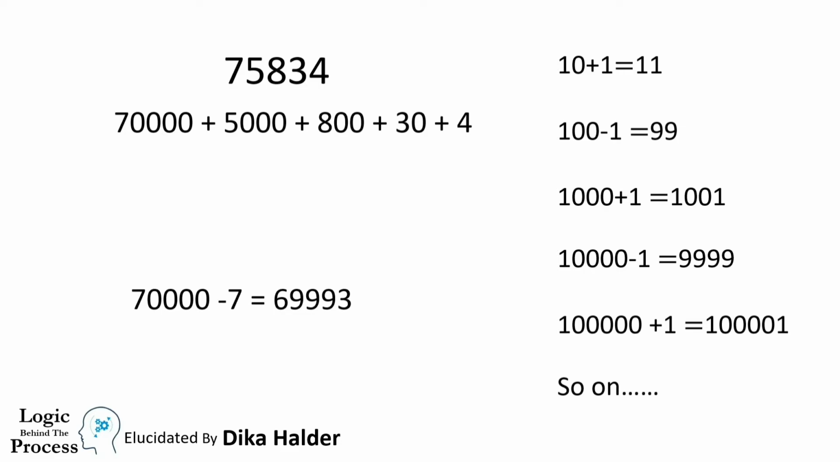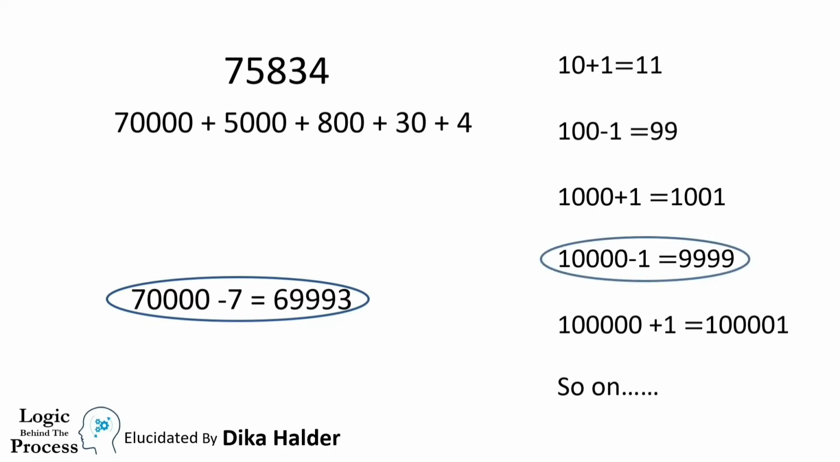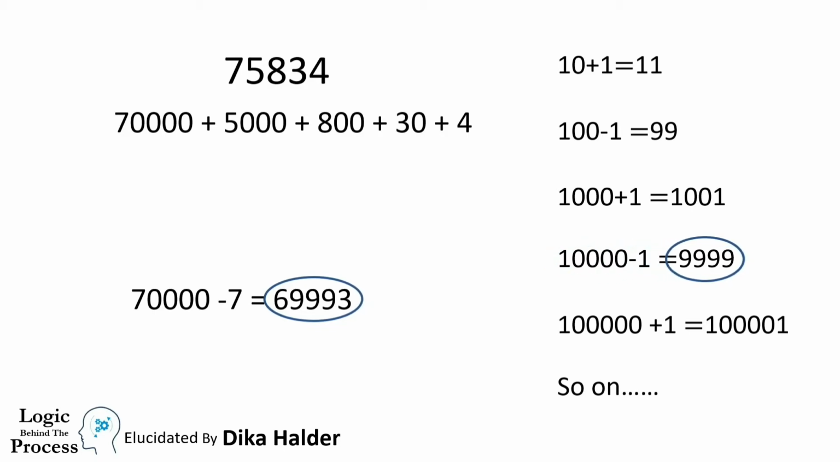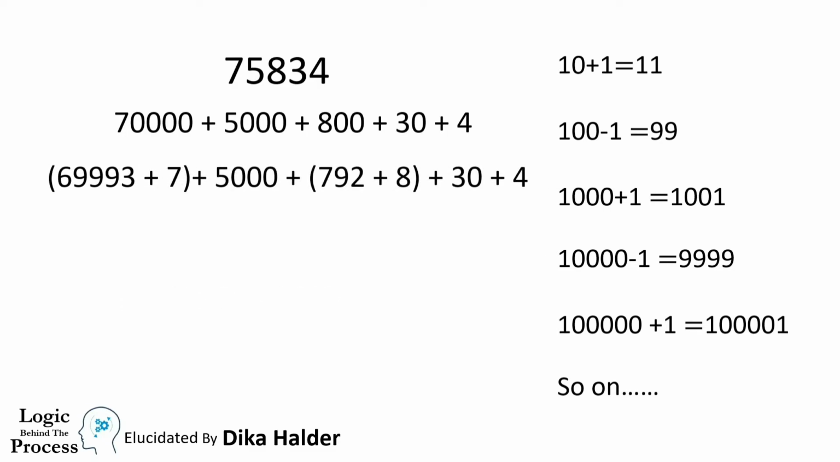And here I can say with surety that 69,993 is divisible by 11. Why? Because the ratio of this is this, and here 69,993 is acting like this 9,999. Now here instead of 70,000 we can write it like this. Similarly 8 is coming from 800, so instead of 800 we can write 792 plus 8. Here also 792 is divisible by 11 as they are making the ratio of this, and 792 is acting like this 99. And now 4 is in the unit place, so we don't need to disturb him.